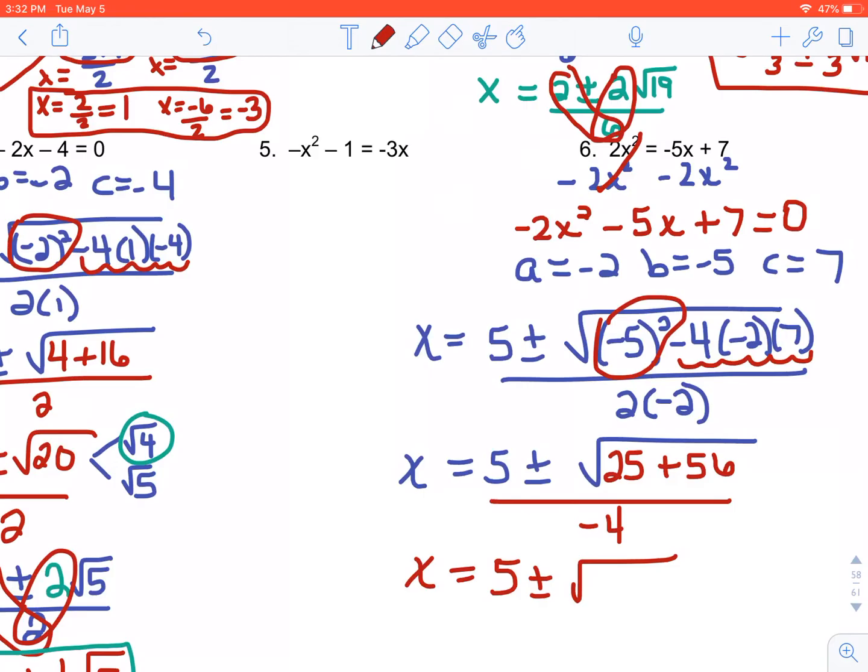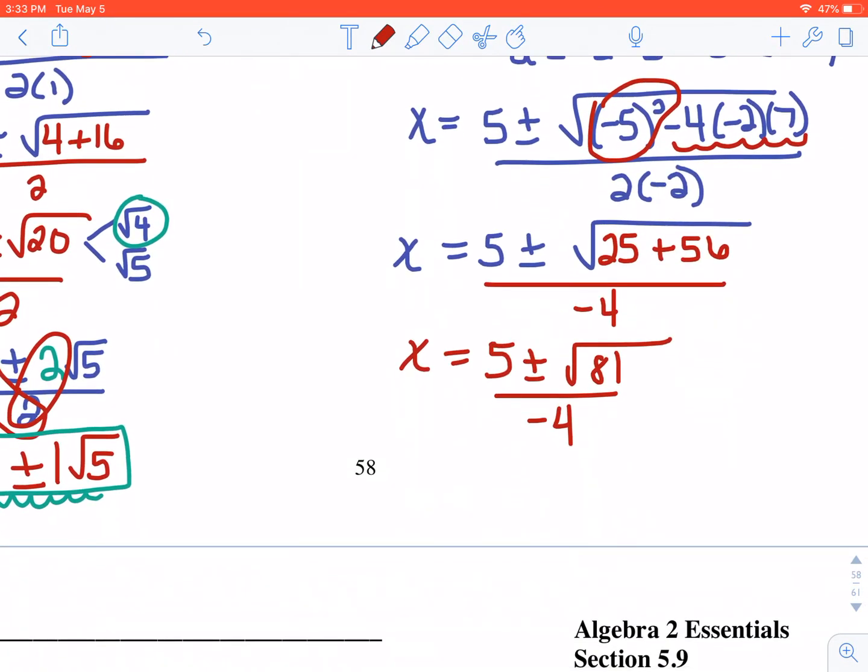All right, 25 plus 56 is 81, and then I have divided by negative 4. All right, so we have a square root of 81. This is looking really nice. The square root of 81. We have a nice number here. The square root of 81 is 9. And then on the bottom, we have a negative 4.